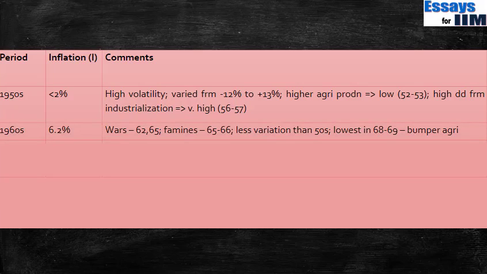Okay, the 1960s was a very tumultuous period in the history of India. First of all, we had wars in 62 and 65. Then there were famines in 65-66. So overall the inflation remained on a higher side, but the variation was lower because the inflation was high, around more than 5%. The variation was less than in the 50s. In 68-69 there was a bumper agricultural crop, because of which the inflation was the lowest in the decade of the 60s. Again, you don't need to remember all this, just remember that there were wars and famines, because of which the inflation was on a relatively higher side.